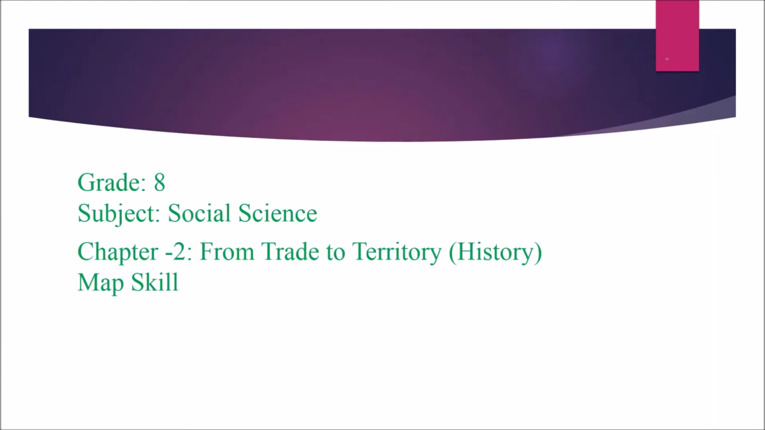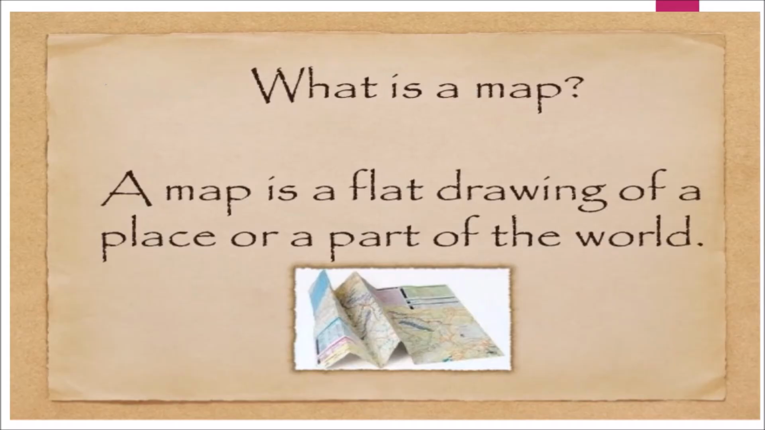Hello everyone. We have already seen the second chapter in history, which is From Trade to Territory. In today's class, we are going to see map skill. First, we have to know what is a map. A map is a flat drawing of a place or a part of the world.